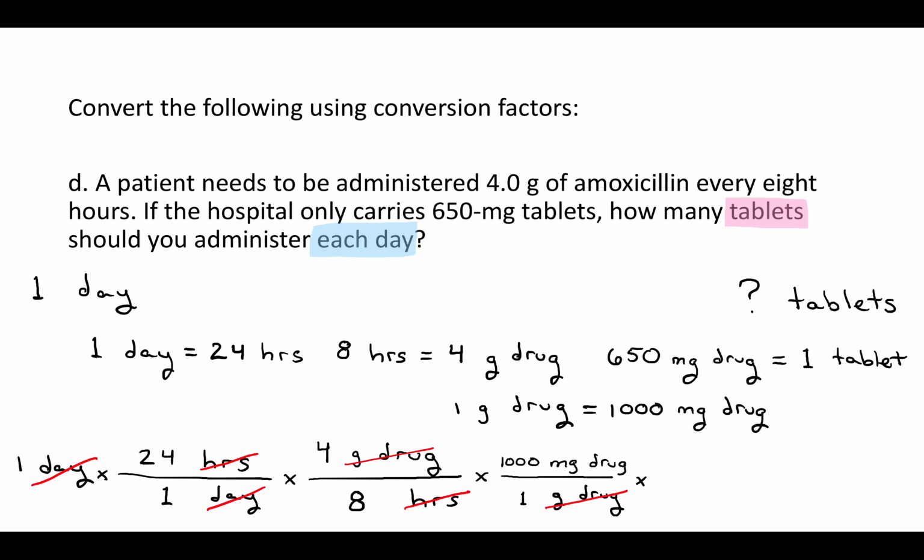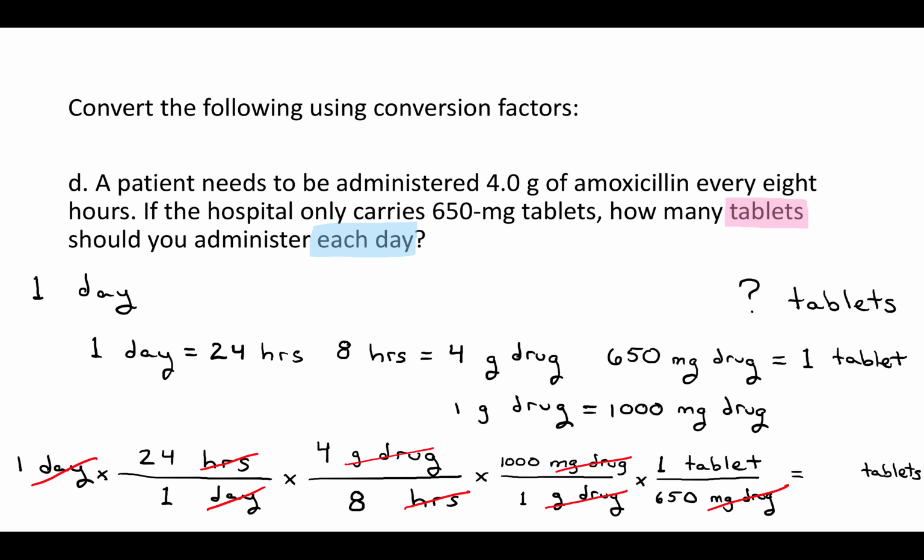Every time you do a conversion, you write a multiplication sign and a fraction bar, and the units you have on top go on the bottom, so that they'll cancel out. Now, I'm going to fill this final fraction in with my last conversion factor. Next to milligrams of the drug goes 650. Going over the fraction bar like going across the equal sign, and on top you write 1 tablet. The milligrams of the drug cancel out, you're left with tablets, which is exactly what you want.